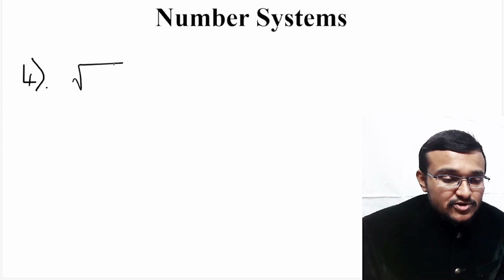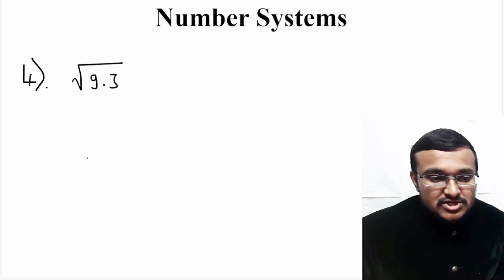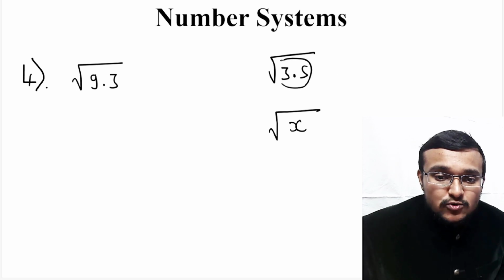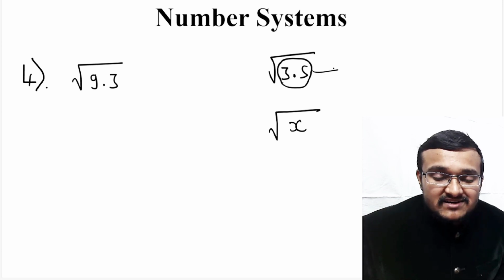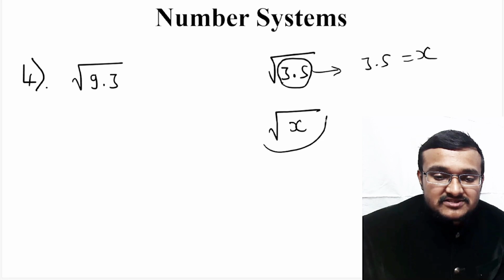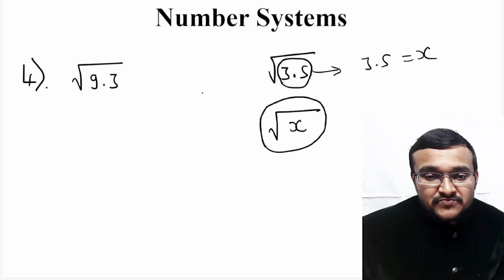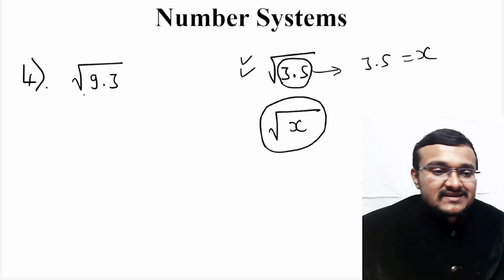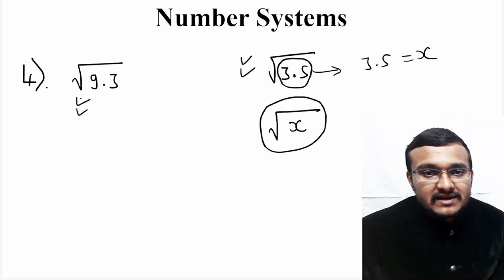Coming to the fourth question, here you have to represent root 9.3 on the number line. In the previous video, I explained how to locate root 3.5 on the number line, after which I generalized this by taking 3.5 as x, and generalized how to locate root x on the number line. So if you follow my previous video on how to locate root 3.5, similarly you can locate root 9.3 on the number line.